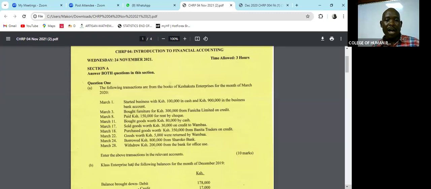We withdrew 200,000 from the bank for office use. That is money taken to the cash box or to the petty cash. Debit cash, credit bank. And that will be the end of the story. So how do we do it practically?